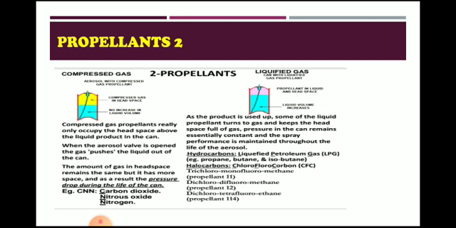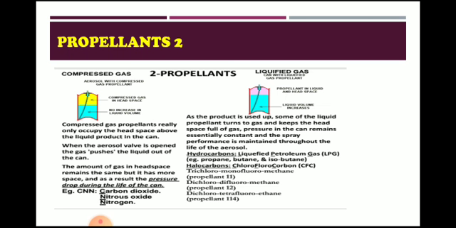On the other hand, with liquefied gas as the product is used, some of the liquid propellant turns to gas and keeps the head space full of gas. Pressure in the can remains essentially constant and the spray performance is maintained throughout the life of the aerosol.